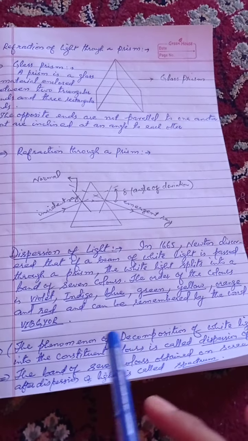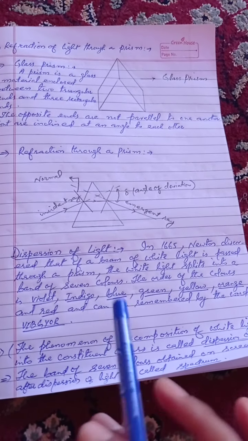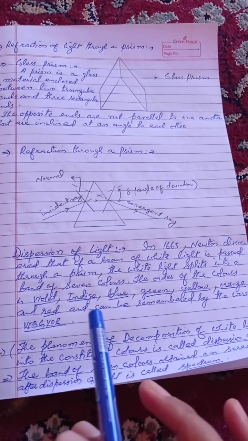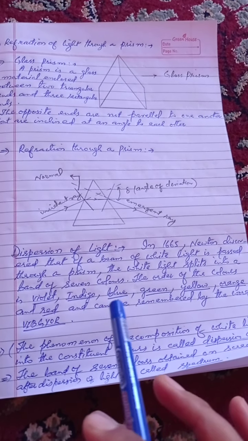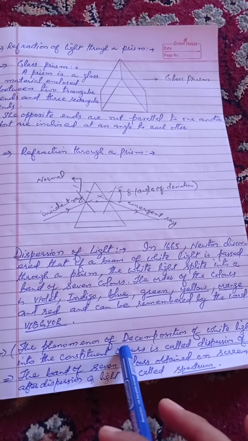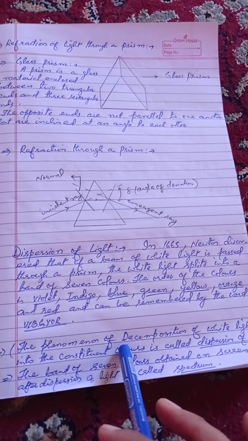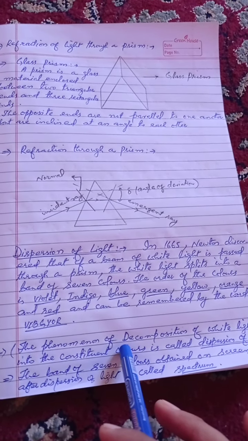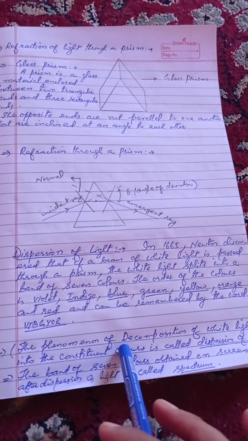So in this lecture you learned about the glass prism and the refraction through a prism, what dispersion of light is, how the colors can be remembered, and what the light spectrum is. I hope you understood it nicely.